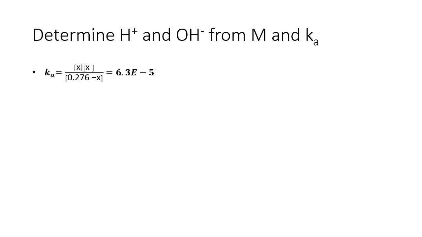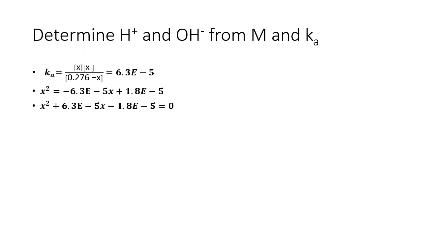We can simplify the top to be X squared, and on the bottom, we're going to multiply by the multiplicative inverse. So we get X squared is equal to negative 6.3 times 10 to the negative 5 plus 1.8 times 10 to the negative 5. If we then use the additive inverse, we get X squared plus 6.3 times 10 to the negative 5 minus 1.8 times 10 to the negative 5 is equal to 0.